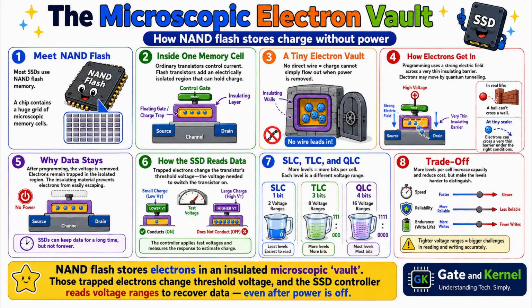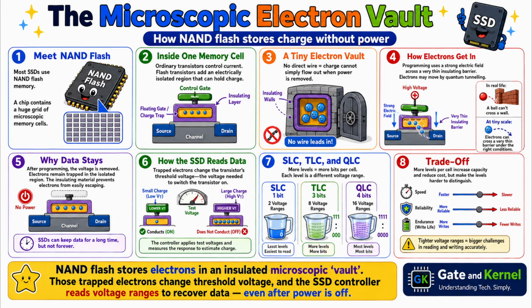In everyday life, a ball cannot pass through a solid wall. But electrons do not behave exactly like tiny classical balls. They also have wave-like properties. At extremely small scales, there is a probability that an electron can cross an energy barrier that classical physics says it should not cross. This does not mean the electron literally teleports across the chip. It means quantum mechanics allows it to pass through an extremely thin insulating barrier under the correct electrical conditions.